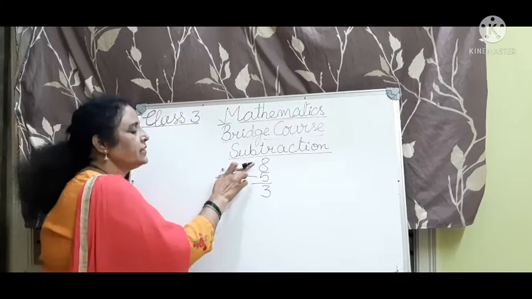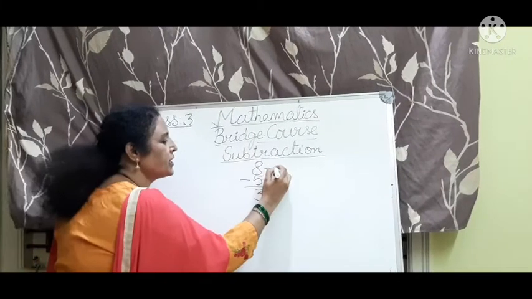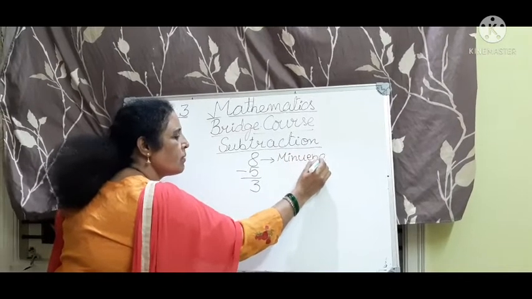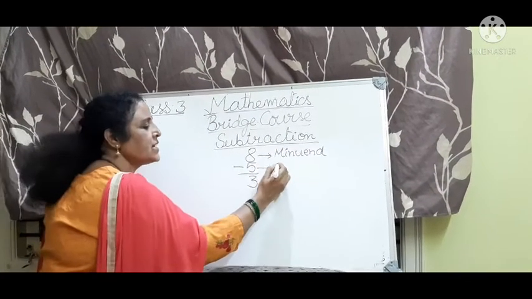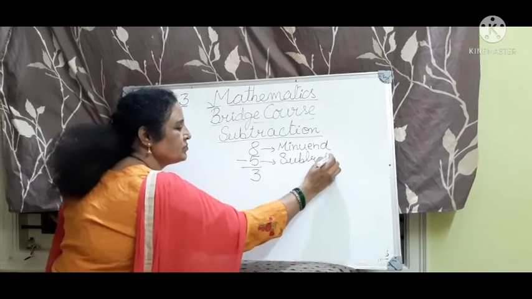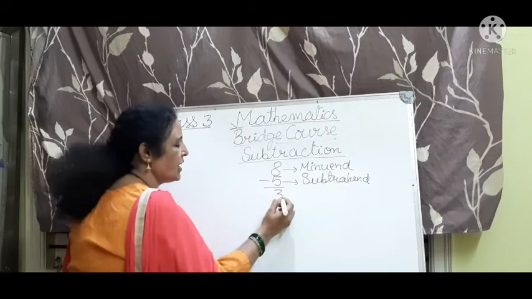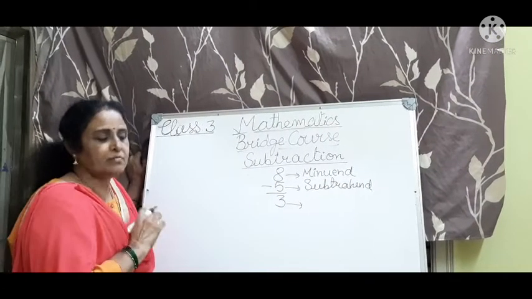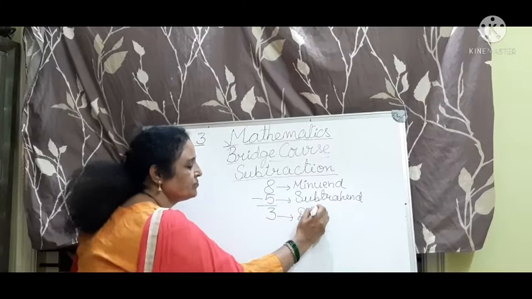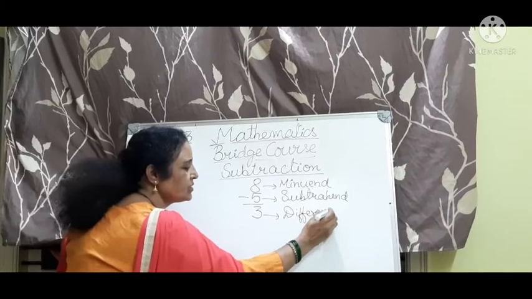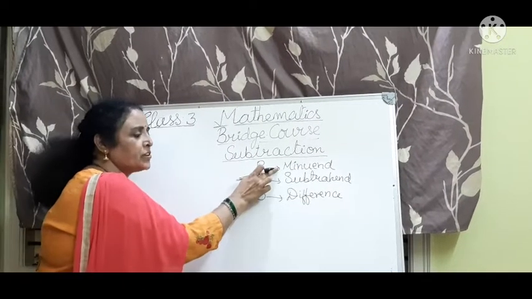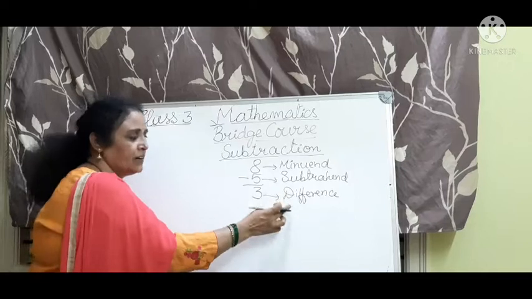Here 8 we call it as minuend. And 5 we call it as subtrahend. And the result of the subtraction we call it as difference. These are the terms which we are using in subtraction: minuend, subtrahend and difference.